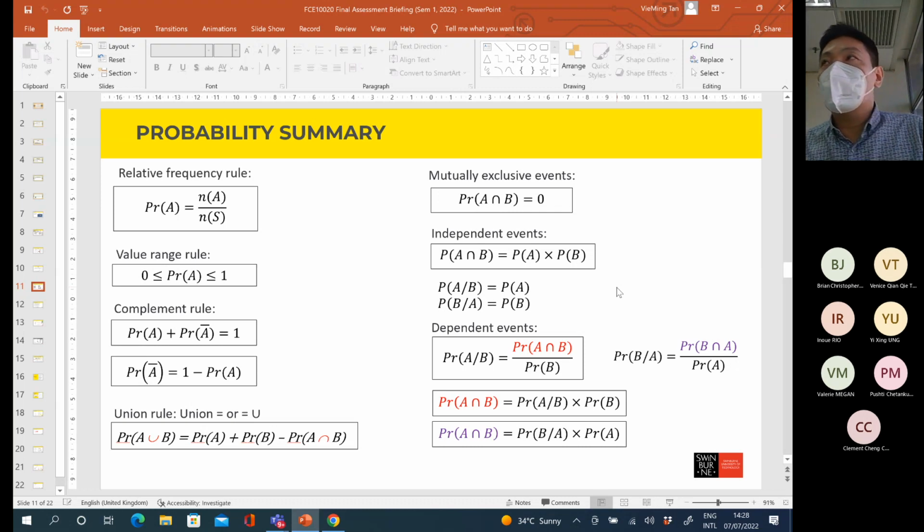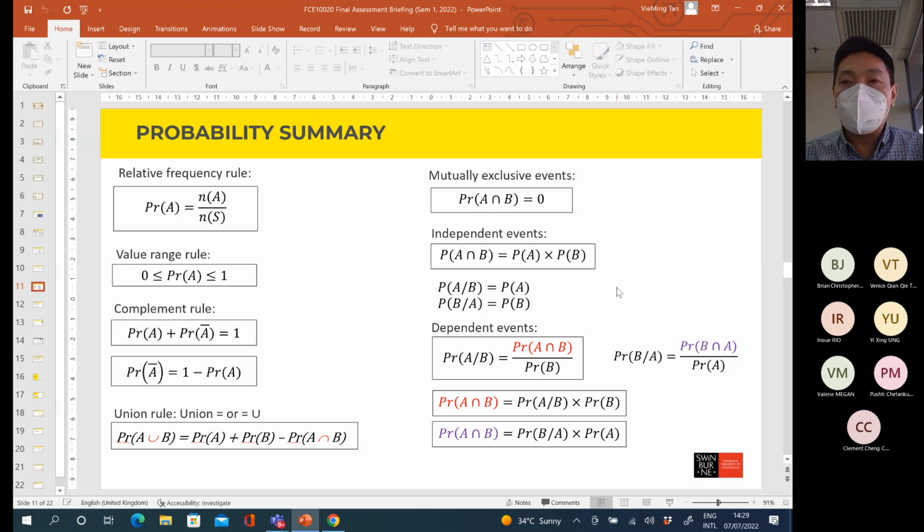Another example would be choosing 2 balls 1 by 1 from a box with replacement. If that's the case, it means that the first ball result is not going to affect the chance to select the ball from the box. So the first ball result will not affect the second ball result. The second ball result also does not affect the first ball result. So this is also considered as independent events.